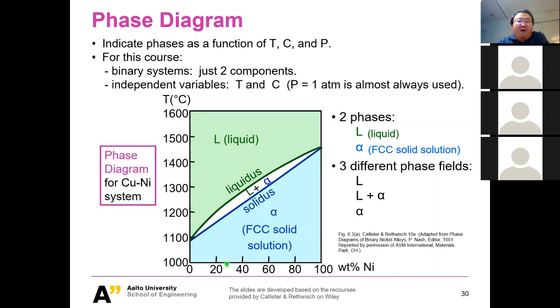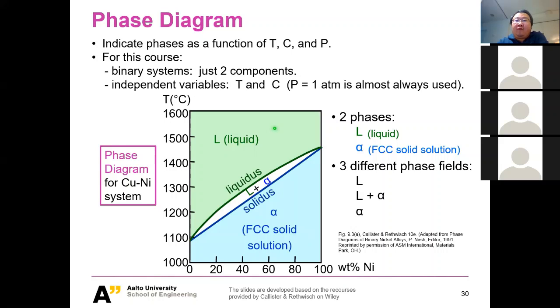It means from 0 to 100% of nickel in copper, you will form a uniform phase. So it is either completely liquid, from 0 to 100, or solid from 0 to 100. That's the definition of full solubility. And with that, you can also see we have 3 different phases.